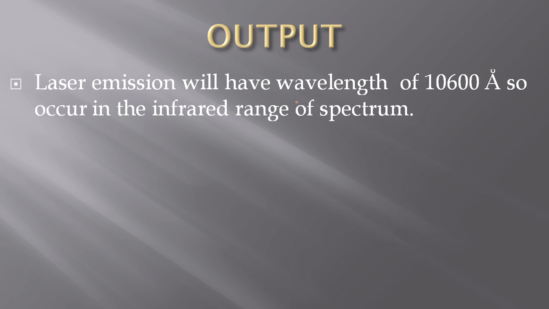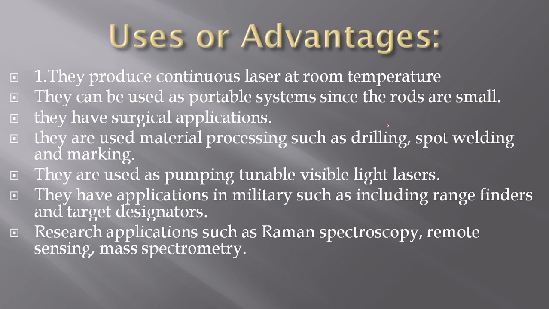Output. The laser emission will have wavelength of 10,600 angstrom, so it occurs in the infrared range of spectrum. Uses or advantages: they produce continuous laser at room temperature. They can be used as portable systems since the rods are small. Ruby is a three level laser. Its output is in pulse form. Here the output is continuous.